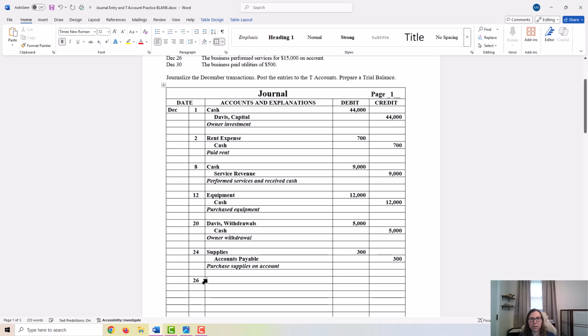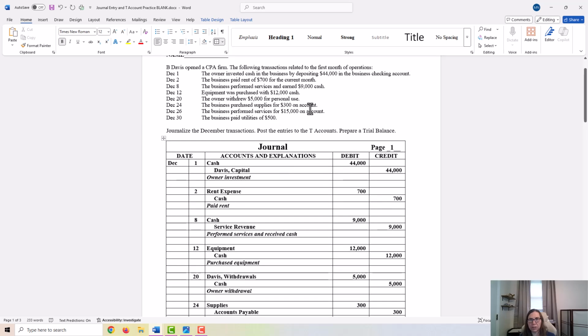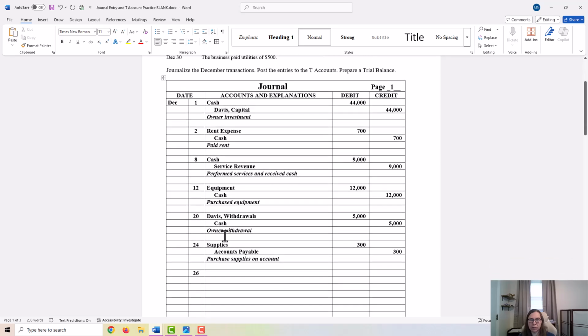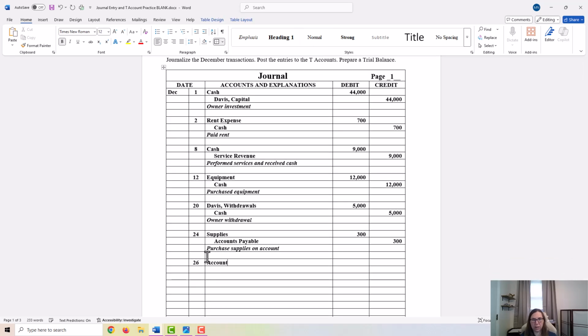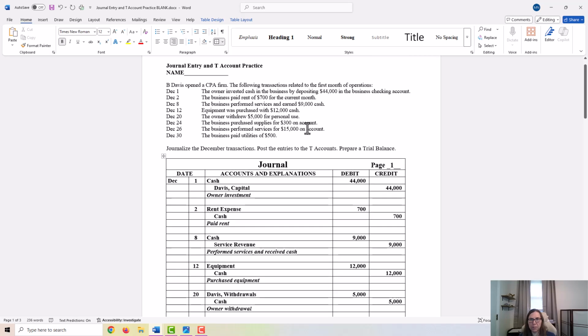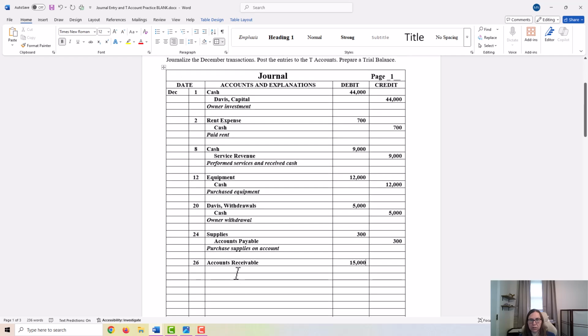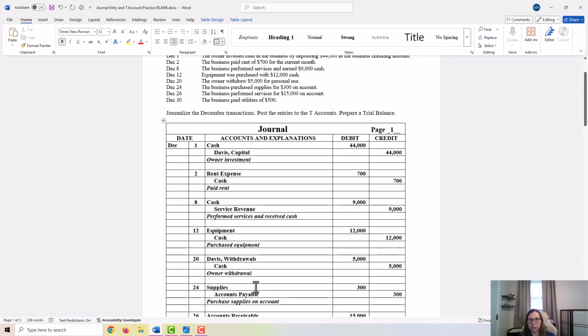Then on the 26th, the business performed services for $15,000 on account. Now this time account is referring to accounts receivable because the customers now owe the business money for these services. So I'm going to be adding to accounts receivable. That would be a debit. I'm adding to an asset. Accounts receivable is considered an asset because it's a future resource when those customers pay. And then I'm going to credit service revenue to add to revenue.